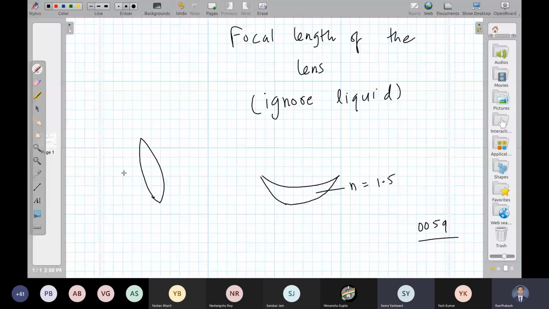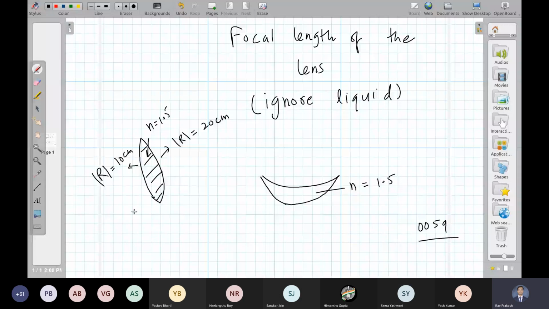This has radius of curvature, let us say, 10 centimeter. This side has radius of curvature, let us say, 20 centimeter. So this is a convex lens and it is made of glass. How will you find the focal length of this lens? So it will be 10 centimeters, right? How do you know that? How do you calculate it? So it's R/2 for the focal length.